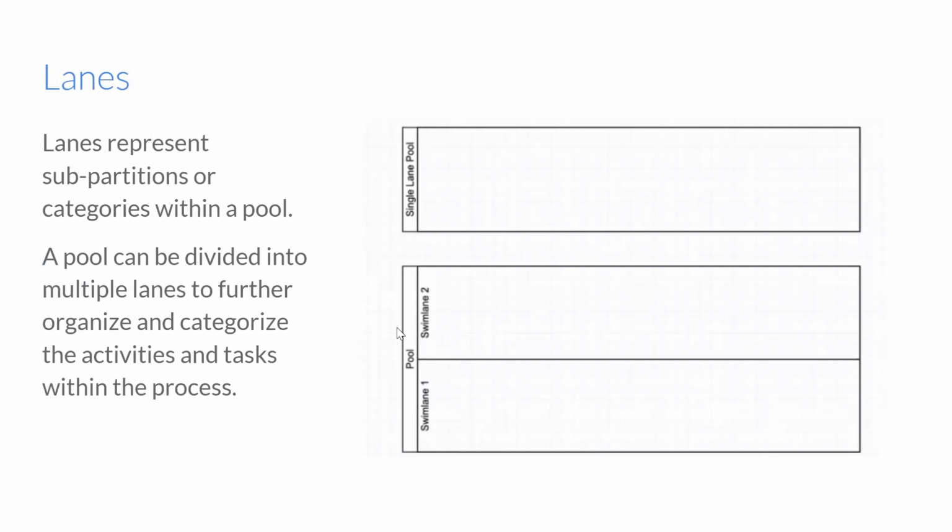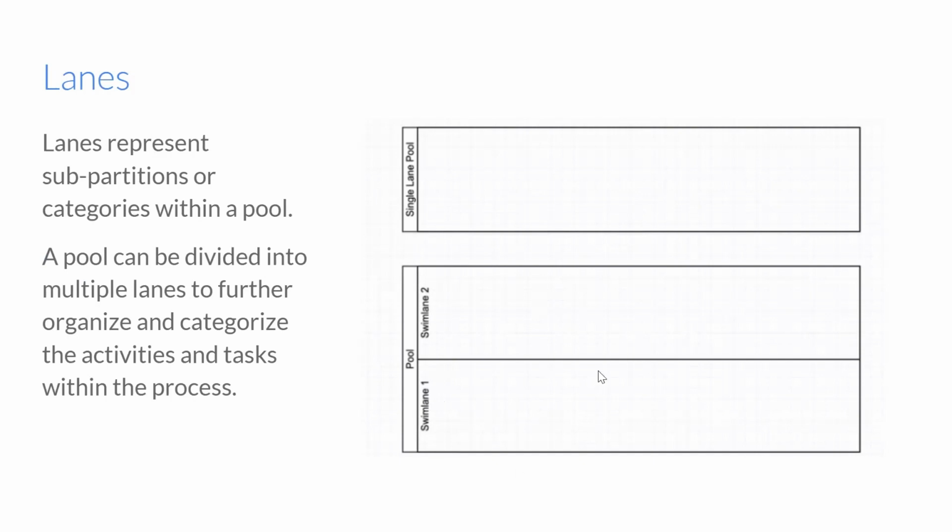BPMN lanes are used to represent different roles or departments within an organization in a pool. They divide a pool and represent a sub-process associated with a specific participant.